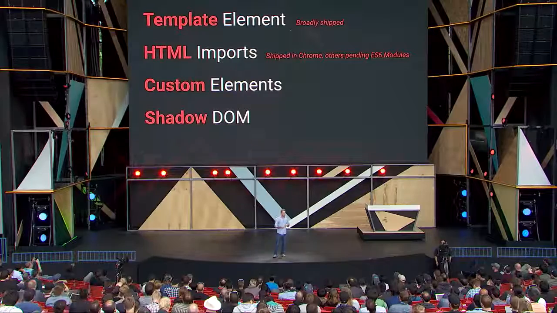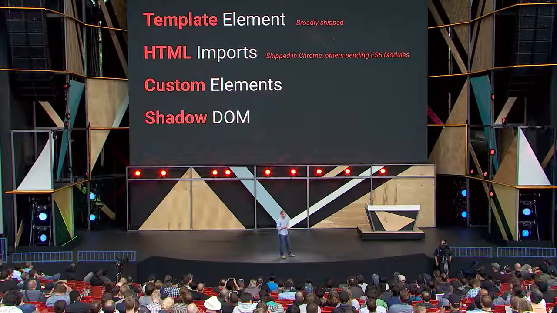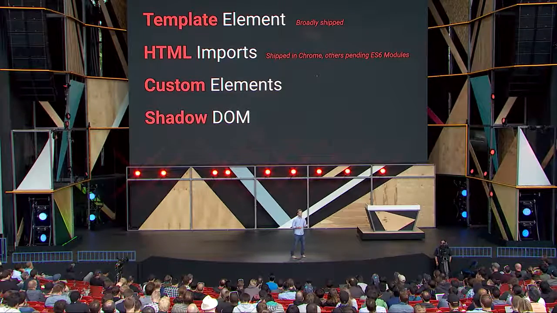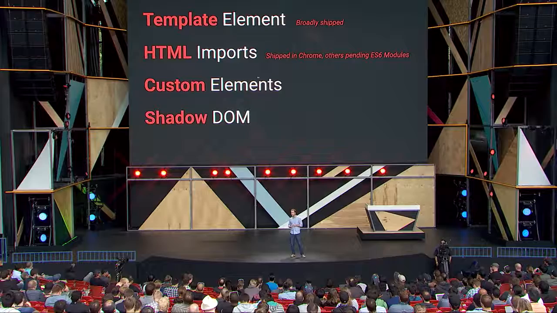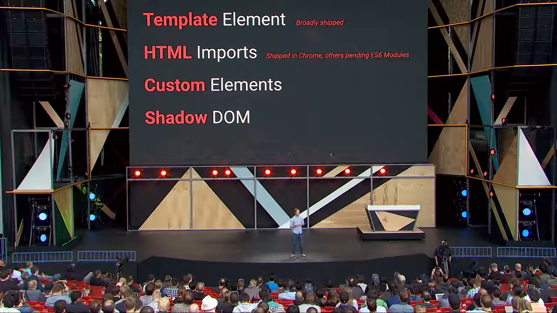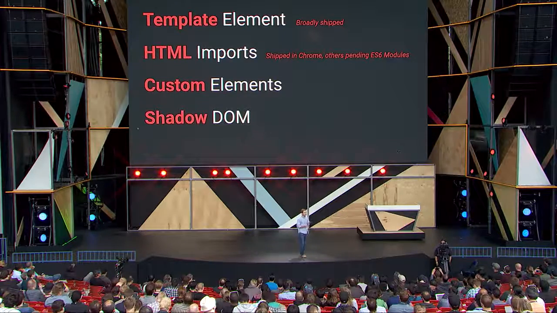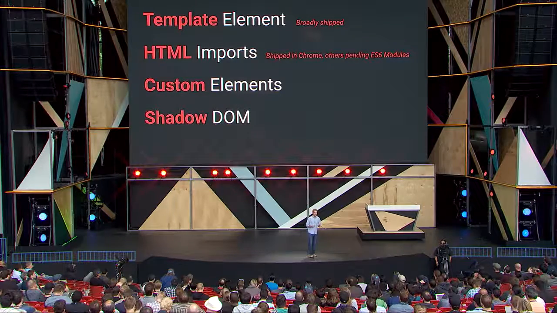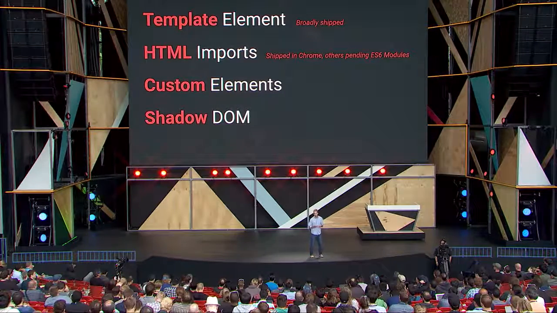So web components is really an umbrella term for these 4 lower-level primitives: template, HTML imports, custom elements, and shadow DOM. Template elements are broadly shipped cross-browser. HTML imports are shipped in Chrome, and others are pending ES6 module shipping. But custom elements and shadow DOM, these are really the 2 most powerful primitives to let you extend HTML, let you create your own web components.